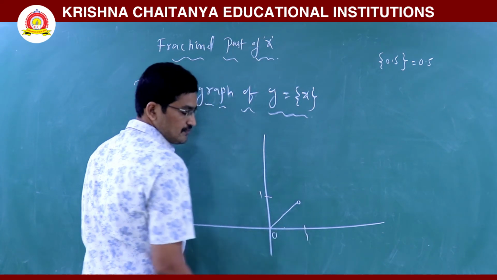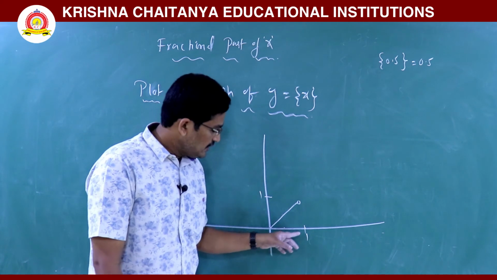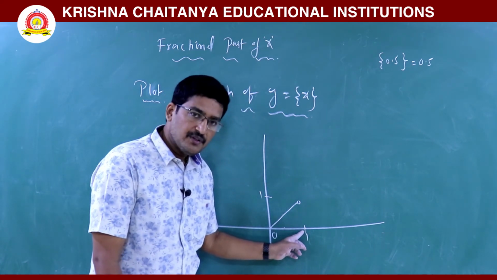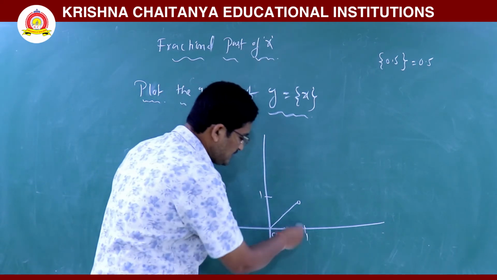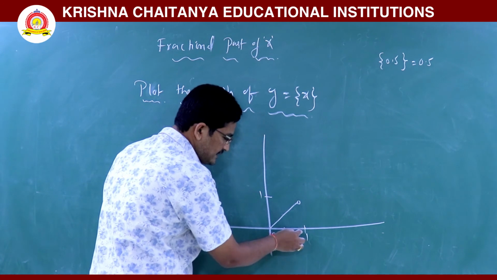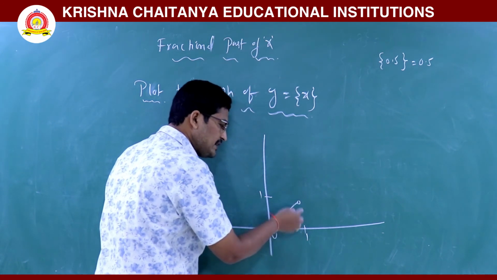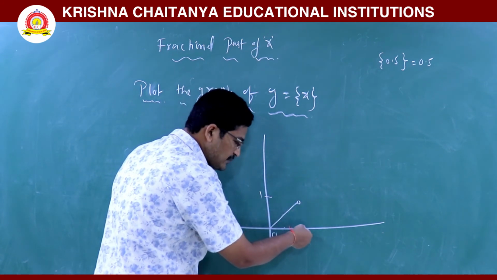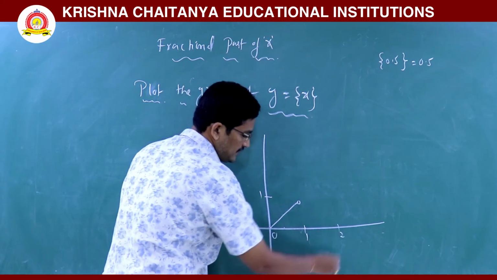Okay, up to 1, but not equal to 1. Before the value 1, x moves to before 1. What is the value before 1? 0.999, like this. The fractional part is 0.9, 0.999. At 1, it's not 1. At 1, the fractional part is 0. That one jumps to there. In this way, suppose we go further.